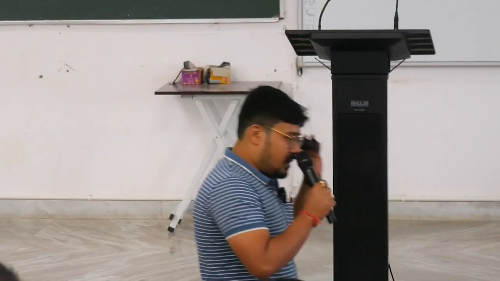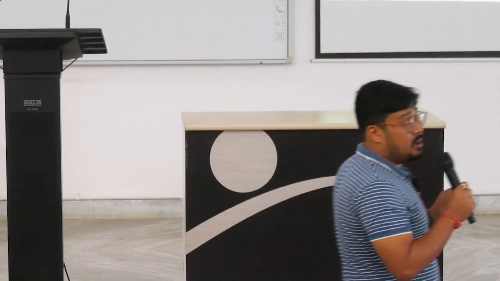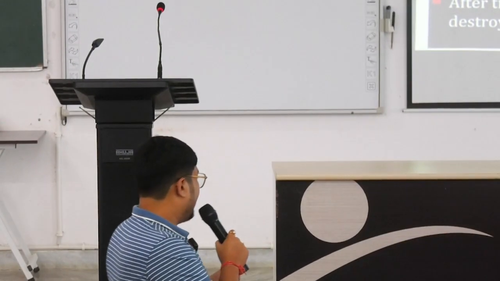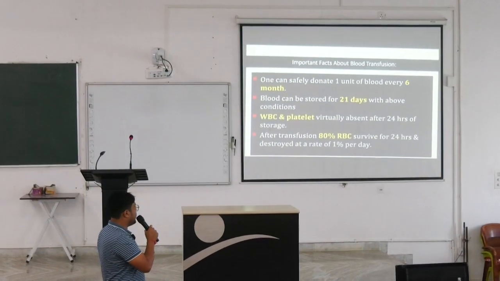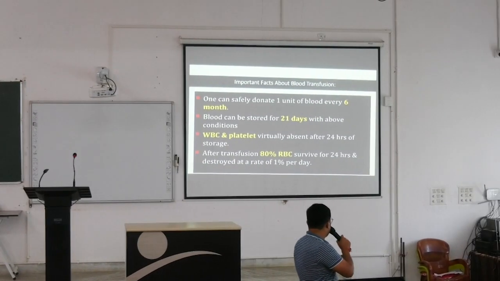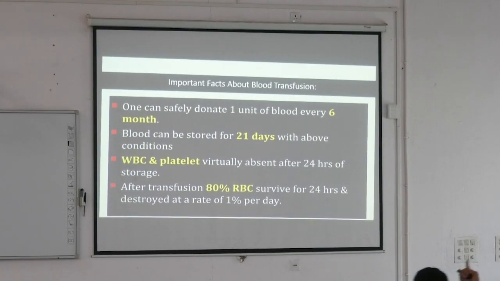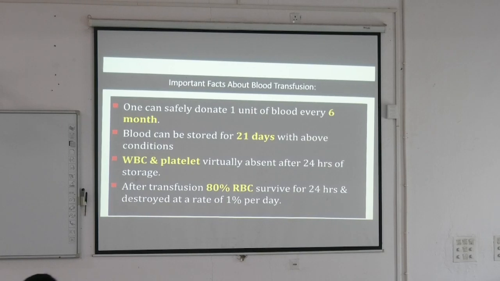It's not that only the blood will be stored and the patient will be benefited. You must take care of the stored blood, provide its adequate nutrition and the anticoagulant in the optimum proportion, so the blood will not clot and will be in optimum condition before transfusion. Now, important facts about blood transfusion: one can safely donate 1 unit of blood every 6 months. Blood can be stored for 21 days under the above conditions. If we have a blood separation unit, as we do here in our central blood bank, the components can be separated.